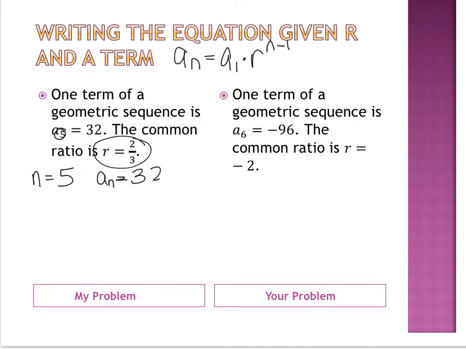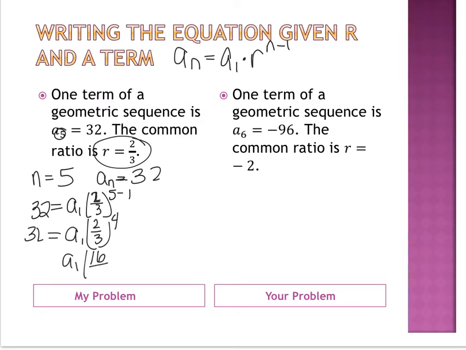So if I do that, I get an equals 32 equals a1 times 2/3 to the 5 minus 1. Now, let's see, what's 5 minus 1? To the 4th equals 32. And then what is 2/3 to the 4th power? Two to the 4th is 16 over 81. 3 to the 4th is 81. That equals 32.